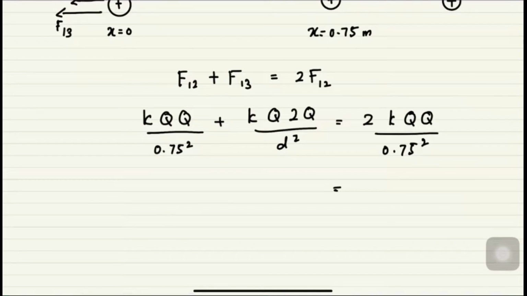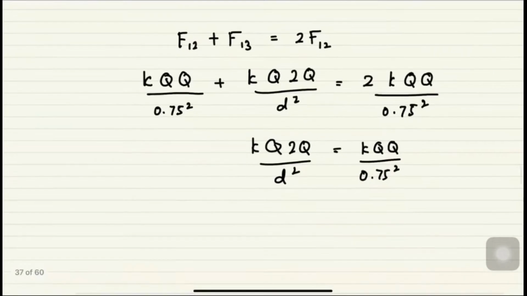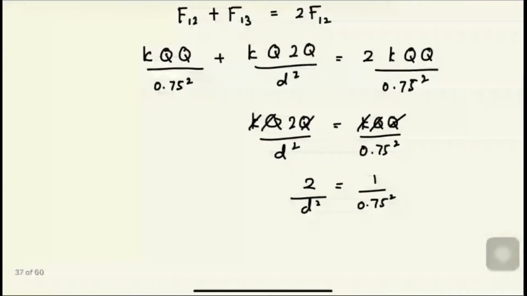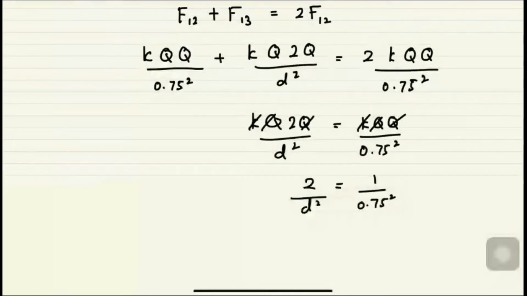So it becomes kQQ over 0.75 squared, and this one kQ2Q over d squared. You can cancel out the k and Q altogether. So you're left with 2 over d squared equals 1 over 0.75 squared. Okay, can you guys follow up until this part? You guys okay?